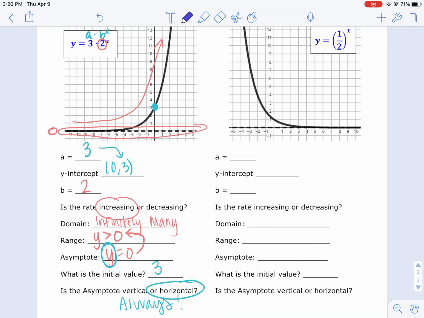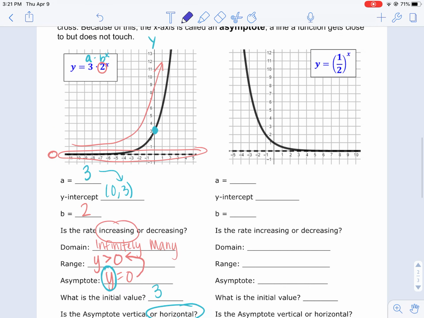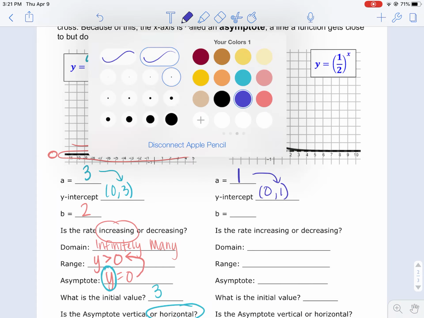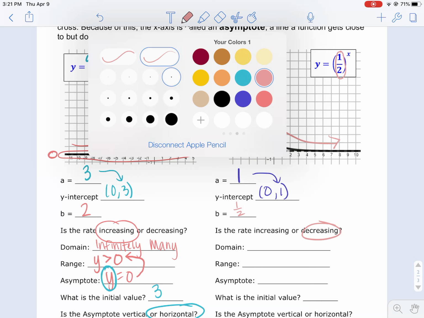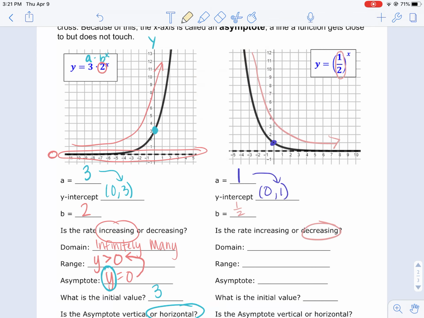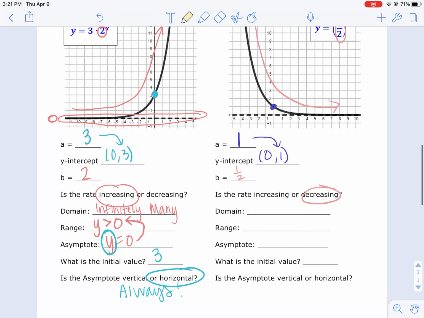So your asymptote and your range will always be directly related because your asymptote is always going to be a y equals equation. So this other one on the right, my a value is going to be 1. It crosses the y-axis at 1, so that's my y-intercept, and my a value and my y-intercept are directly related. This b value is 1/2. Notice it is decreasing, okay? It's going down. As we read from left to right, it is decreasing. There are going to be some problems on your quick check that just ask you, is this graph increasing or decreasing? So remember, increasing goes up from left to right, decreasing goes down from left to right.